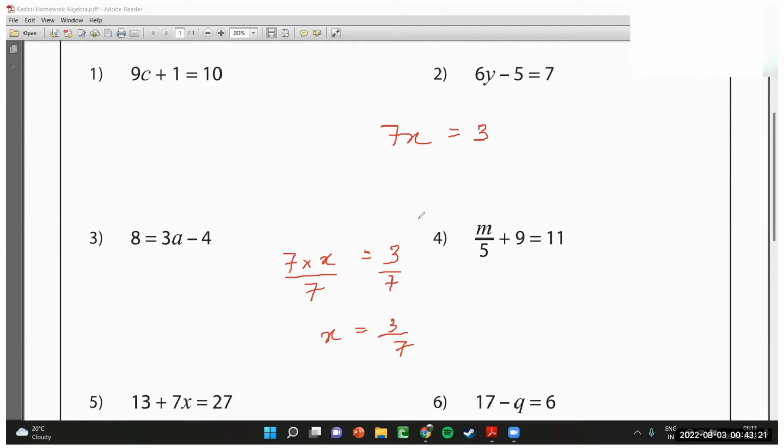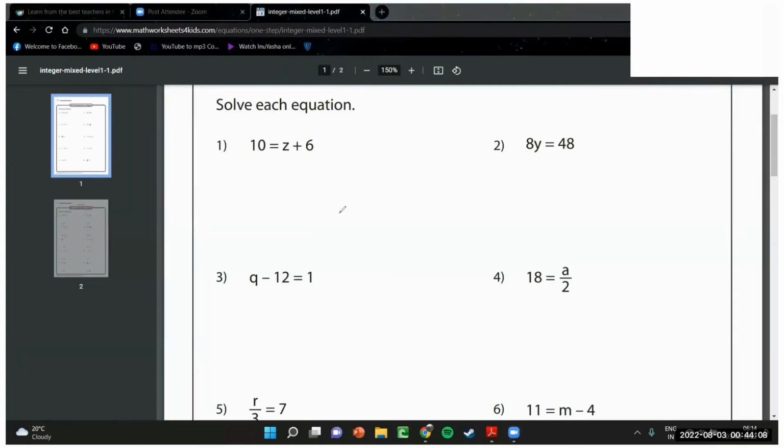Okay, let's do some one-step equations then before going to two steps. I think you need a lot of practice here. Try and do these. First one: 10 equals z plus 6. The answer is 4. How did you get the answer as 4? I did 10 minus 6.